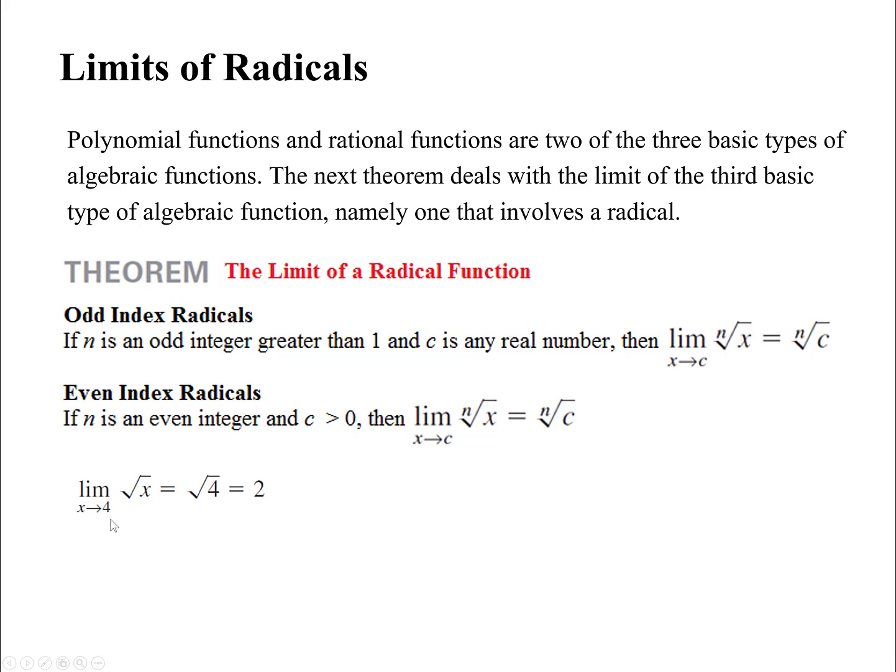The limit as x goes to 4 of the square root of x. Well, 4 is positive. Square root of x is an even index radical. Remember, we don't write the 2. We don't have to write the 2 for the square root function. And since 4 is positive, we may evaluate this limit by functional evaluation. Namely, we just plug in, so the result is 2.